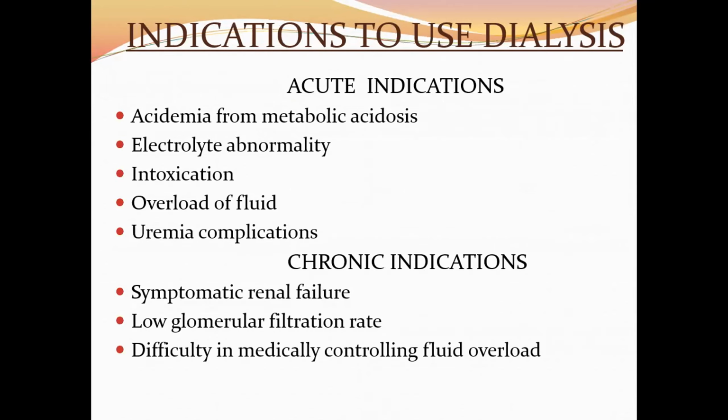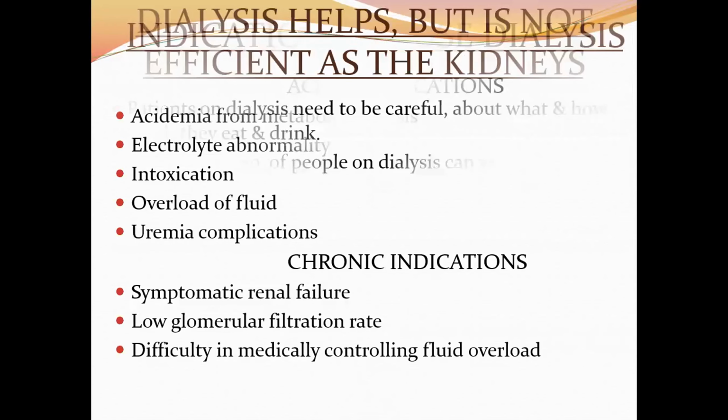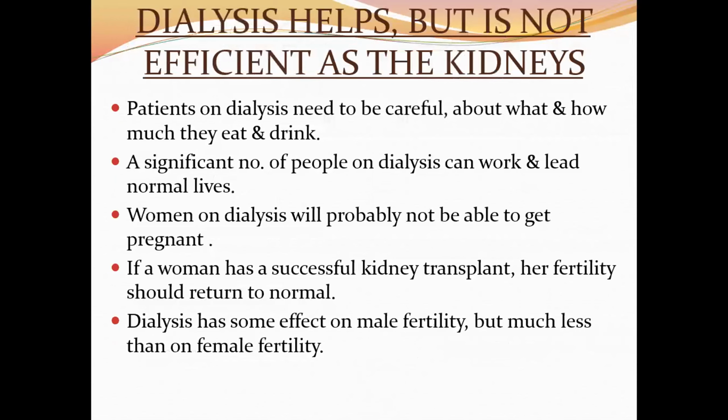Low glomerular filtration rate and difficulty in managing fluids. Dialysis helps, but is not as efficient as the kidneys. Considering a significant number of people on dialysis can work, but are probably not able to get pregnant. Fertility should return to normal after transplant. Dialysis has some effects on male fertility, but much less than on female fertility.